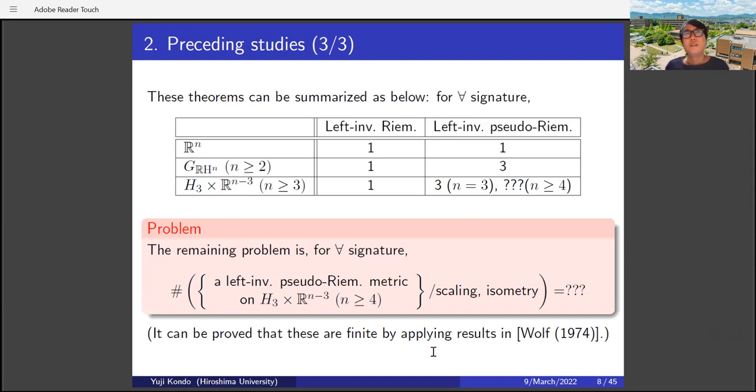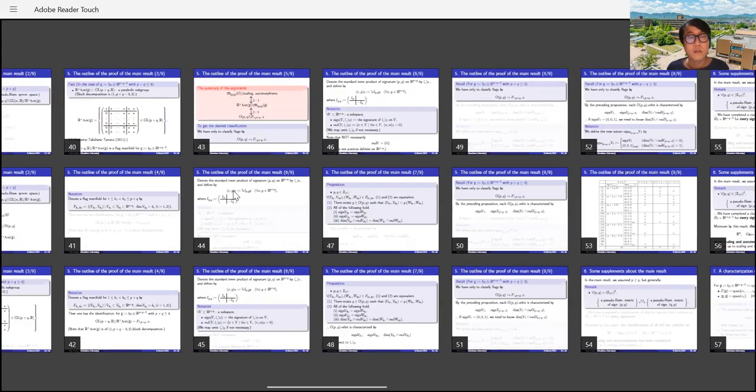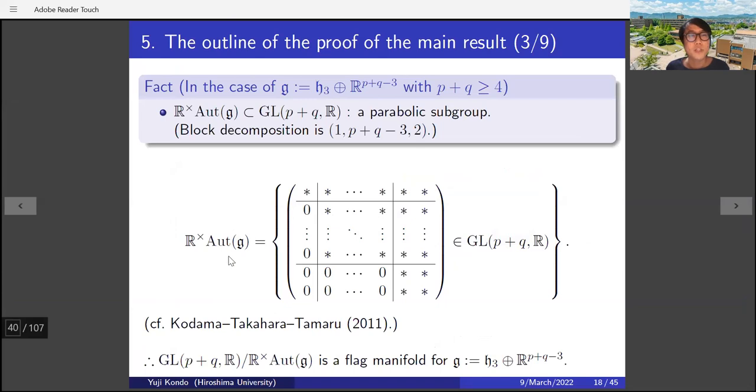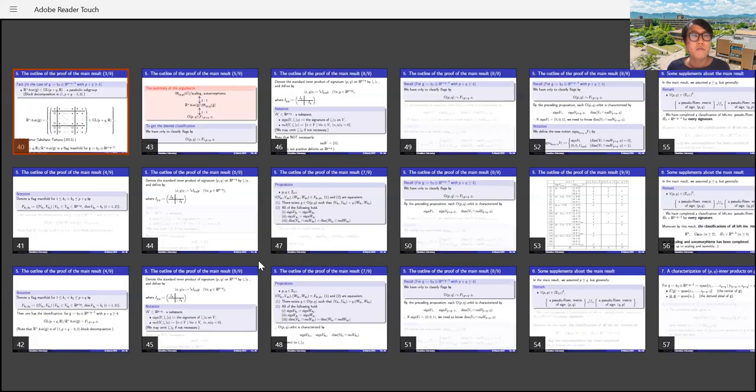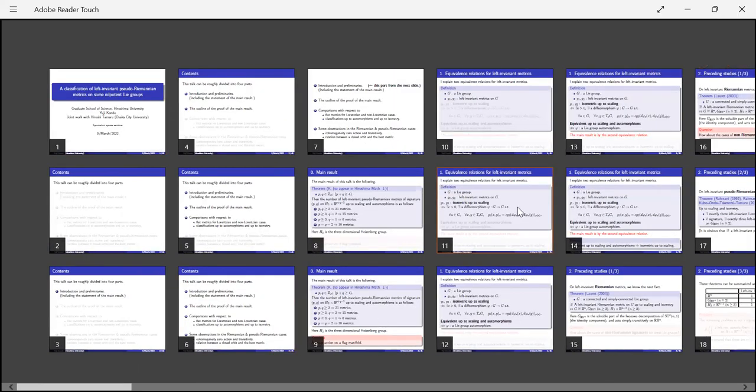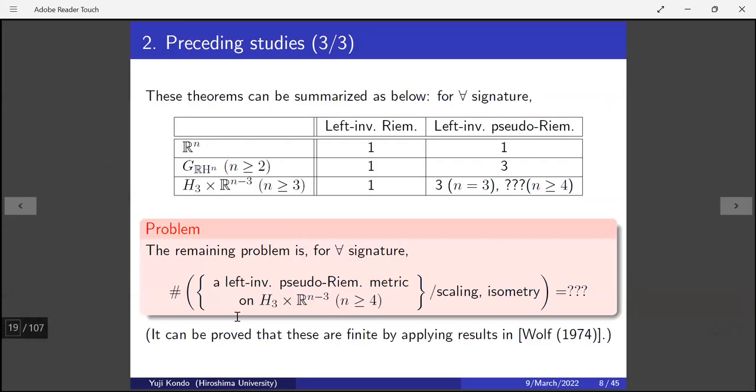This theorem follows from the property of the parabolic subgroup. So in this case, the group R cross G is a parabolic subgroup. So if R cross G is a parabolic subgroup, then we can apply the result. Okay. Yes. So it depends. If I want to apply it to other nilpotent Lie groups, I should first compute the automorphism group. If it is parabolic, then maybe I get a finite number.